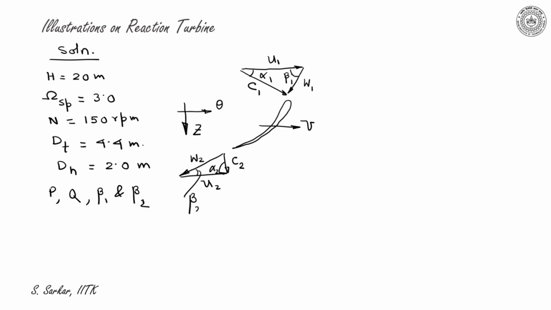Now from the given data, I can calculate omega, rotational speed in radian per second, that is equal to 2 pi n divided by 60. We know n is equal to 150 rpm. Put the values of n here, you will get 15.71 radian per second.